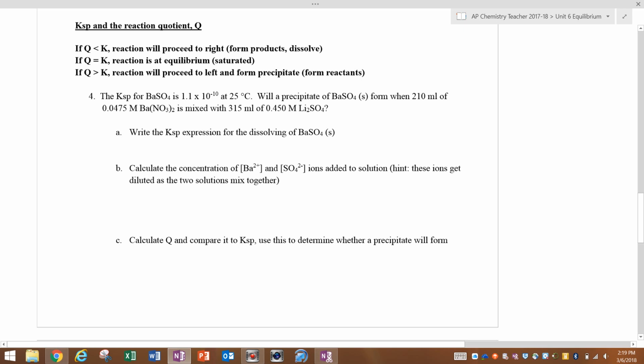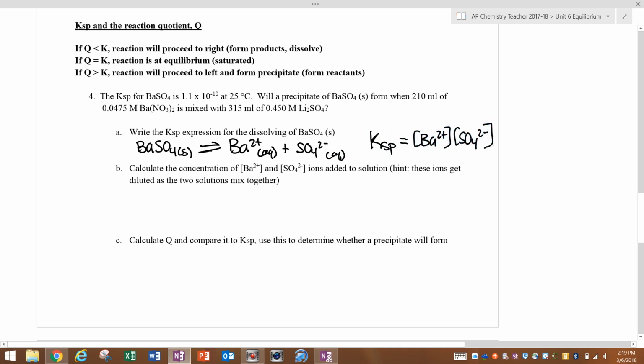So let's take a look at this scenario. We're going to write the Ksp expression for the dissolving of barium sulfate. It might help to write out the reaction first. So solid barium sulfate is going to break apart into barium ions and sulfate ions. So the Ksp for that, remember products over reactants, but the reactant is a solid, so it gets left out, is going to look a little bit like this. So that's our Ksp.